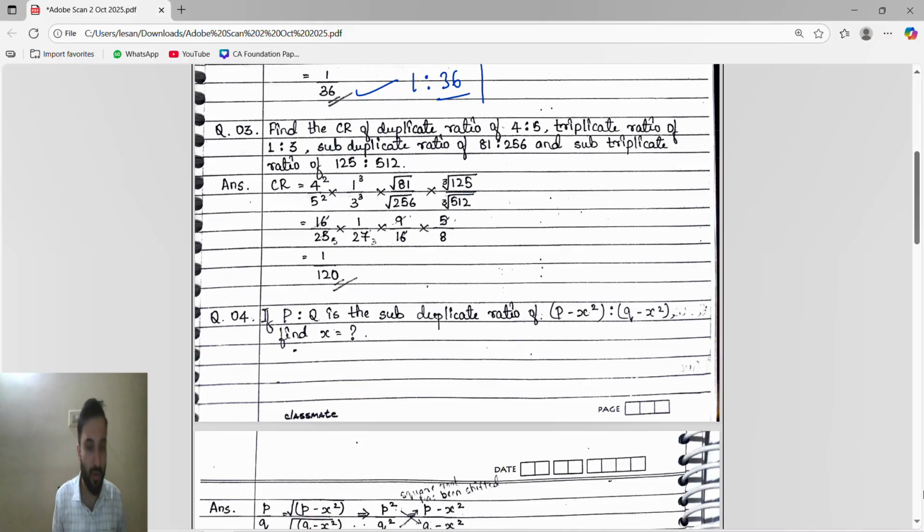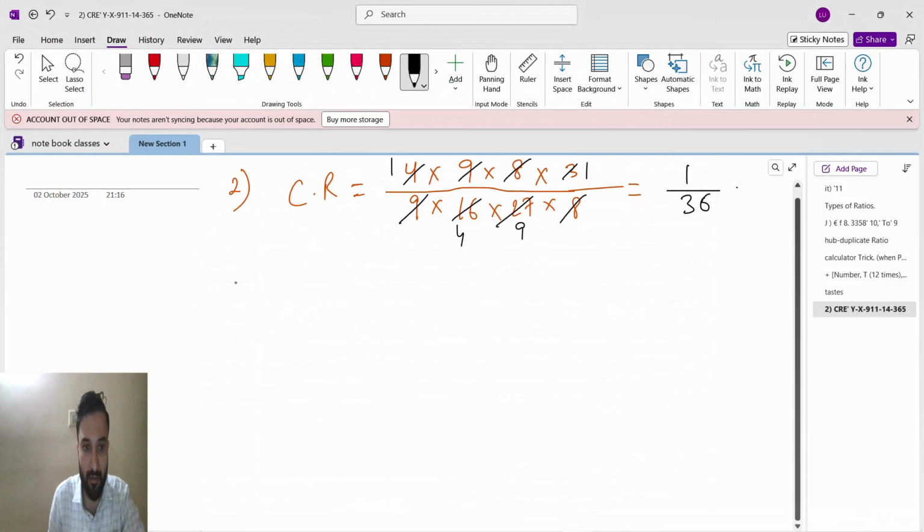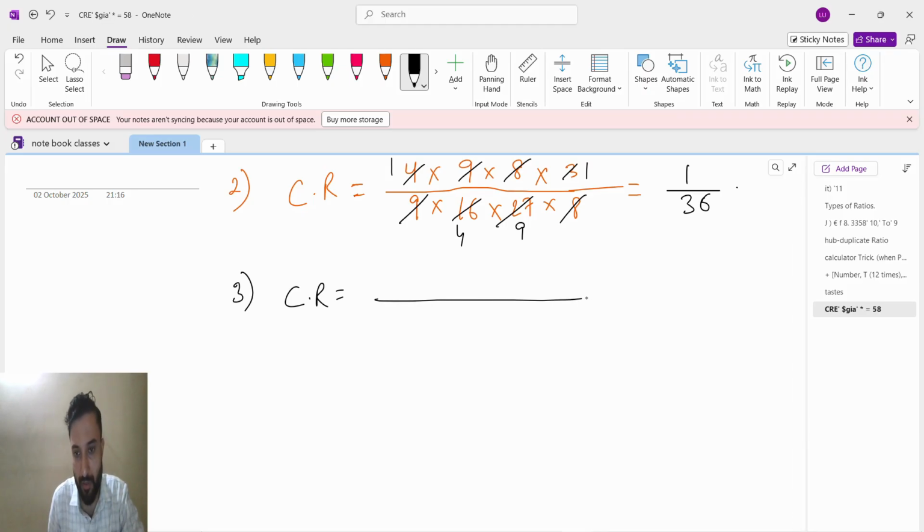Okay, sir. Find the CR. Don't think that CR means class representative or Cristiano Ronaldo. No, brother, CR means compound ratio. Find the compound ratio. Okay, let's write it down. We have to find the compound ratio. Compound ratio means the product of antecedents by the product of consequents.